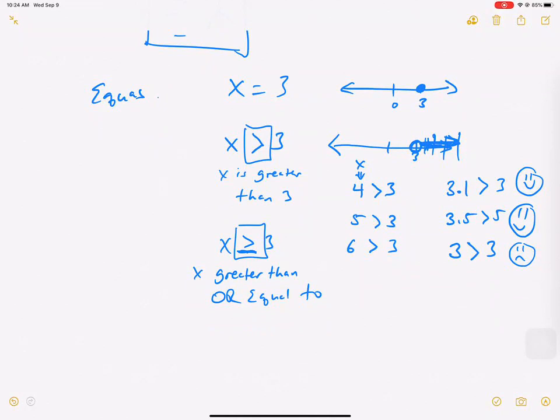Now, why didn't they write a symbol like this? They just thought it'd be easier to write that.